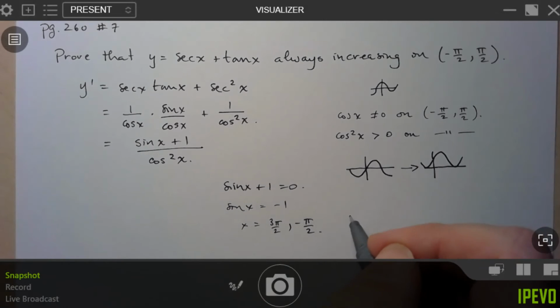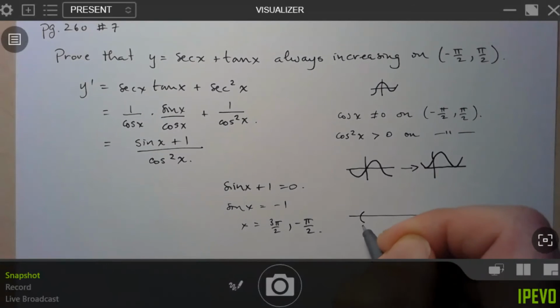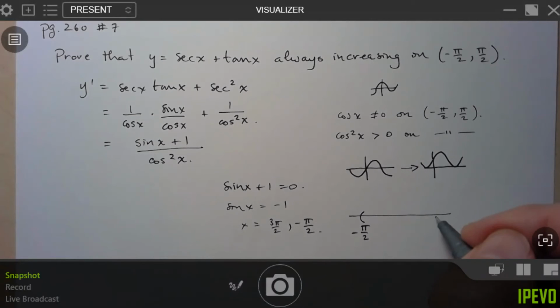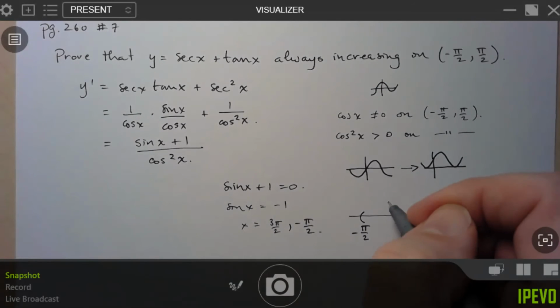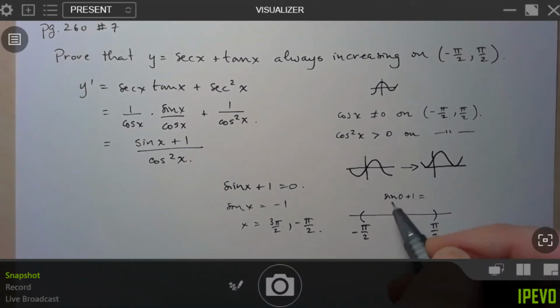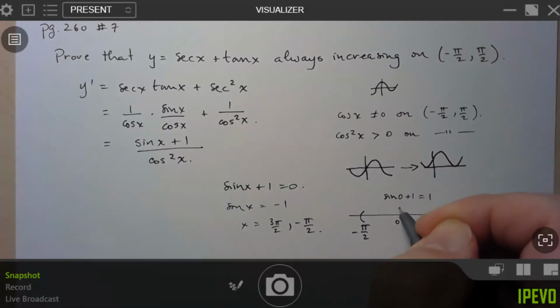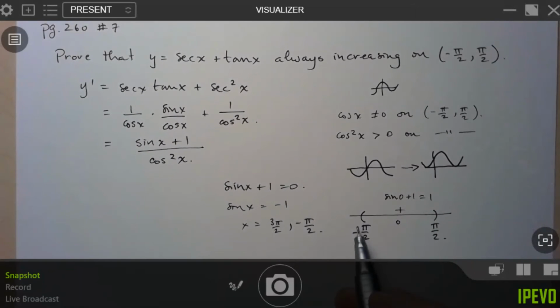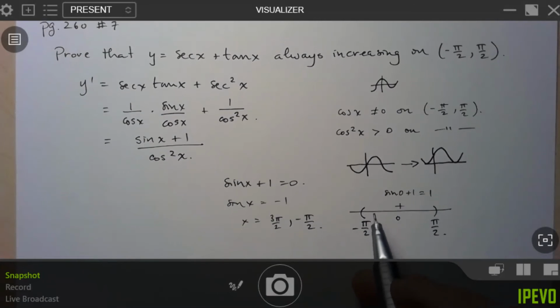All right, that means that whatever sign sine x plus 1 has, it's going to be consistent throughout this whole interval because this interval does not contain any zeros of that function. So all I have to do is test one value. Let me test 0, and let's see what happens. Well, sine of 0 plus 1 is equal to, well, sine of 0 is equal to 0, plus 1 is 1, so it's positive. So that means sine x plus 1 has to be positive on this whole interval.